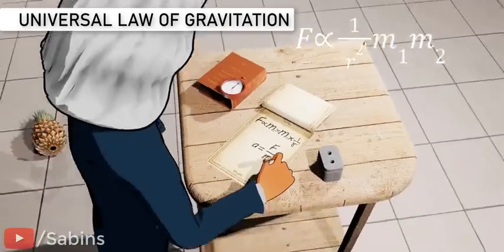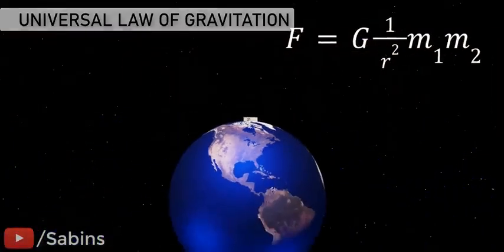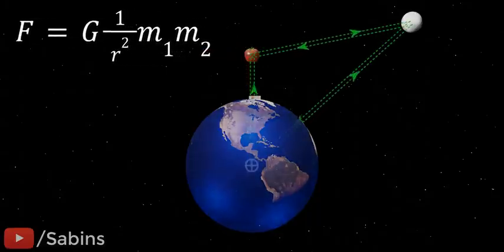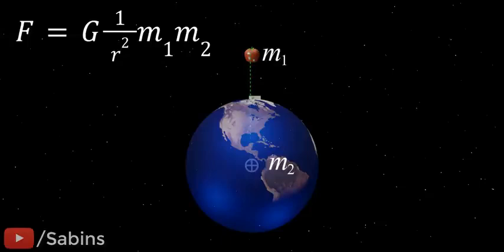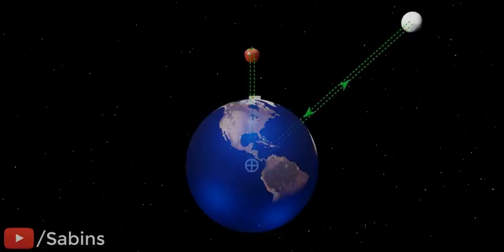He introduced a constant called the gravitational constant and made it a proper equation. According to the universal law of gravitation, all the objects in this universe attract each other. In this case, the Earth attracts the apple with a force value defined by this equation. The apple also attracts the Earth with the same force value. However, the Earth doesn't move to the apple because when you divide this force by the mass of the Earth, the acceleration value becomes negligible. The case is the same with every other object in the universe.